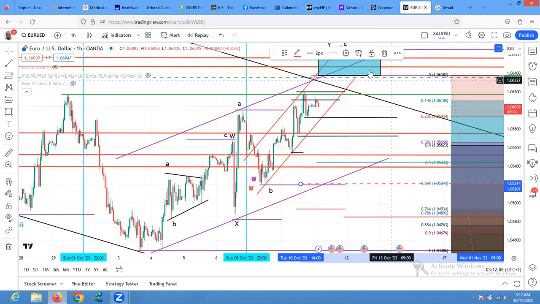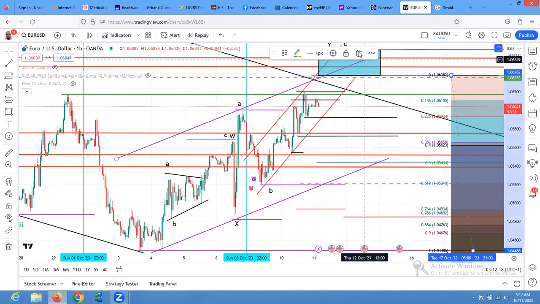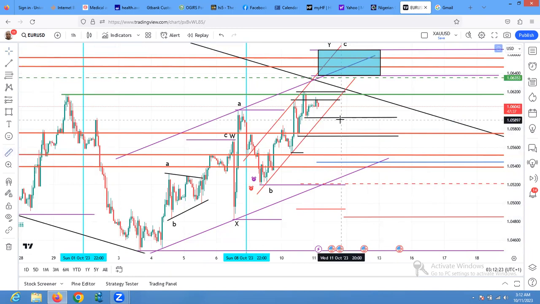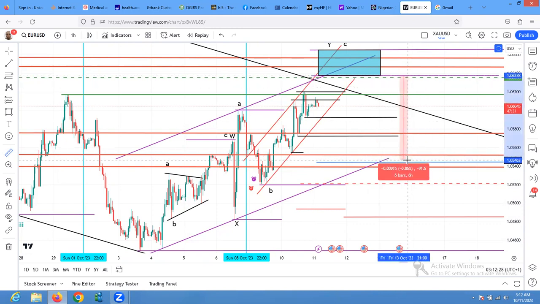So we may plan to sell this, and if price breaks beyond here, let's look for price action around this area and come down again to have at least a reaction to the downside. That is what it's looking like. But of course, that is my submission. We'll see how structure will form. We can still have about 93 pips to the downside, close to 100.